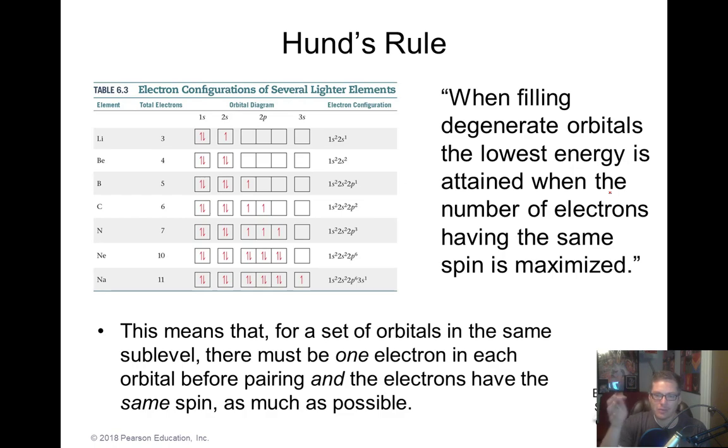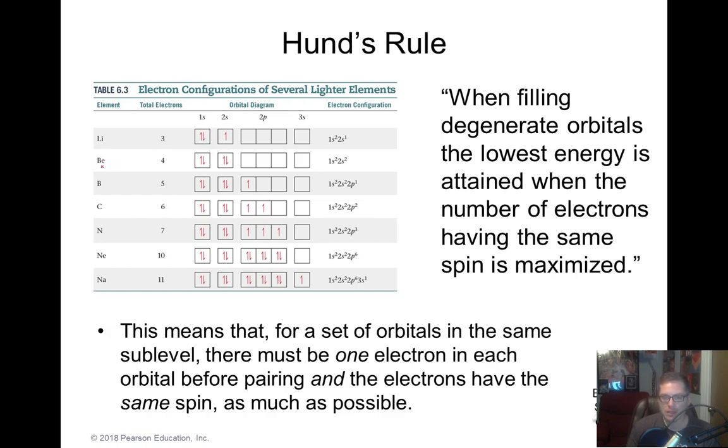So this leads us to what we call Hund's rule. So there are 2 important rules. We've got the Pauli exclusion principle saying no 2 electrons can have the same set of quantum numbers, and then Hund's rule says that when you're filling orbitals on the same energy level, you always fill them from lowest to highest, and you always fill them so that they maximize the number of parallel spins. So here we've got lithium, with 2 electrons in here, and you've got 1 pointing up.